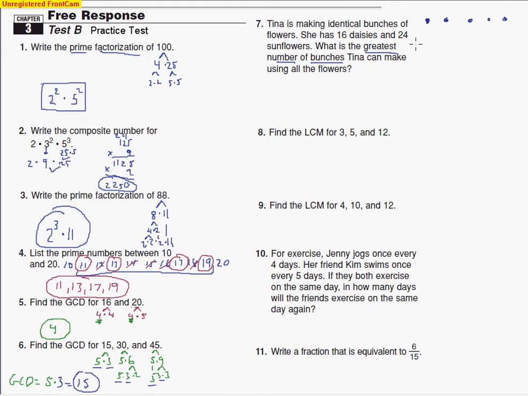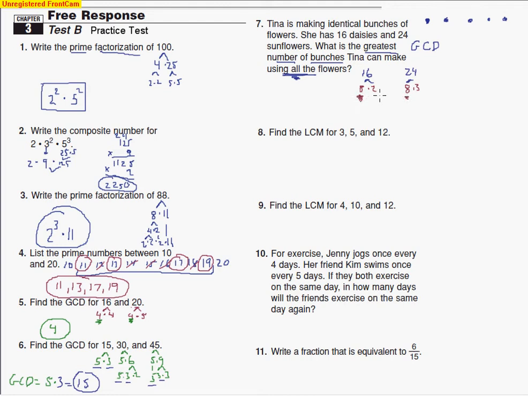So here they're talking about the greatest common divisor. And the reason again is because it asks for the greatest number of bunches Tina can make using all the flowers. So this tells me it's the greatest common divisor, so I'm just now taking the 16 and the 24 and breaking it down. But look for the biggest number that goes into these. I see 2 goes into them, but I'm not going to start there. I see 4 goes into them, but I see a bigger number. I see 8. See, 8 times 2 makes 16, and 8 times 3 makes 24. So 8 is the biggest common divisor.